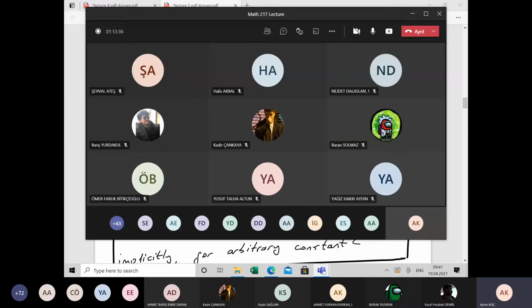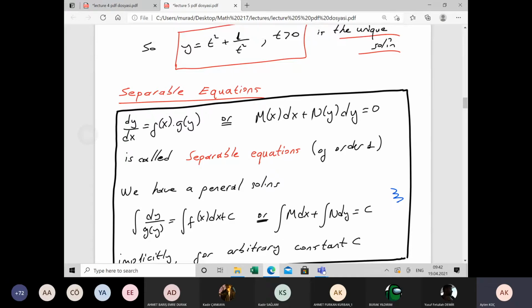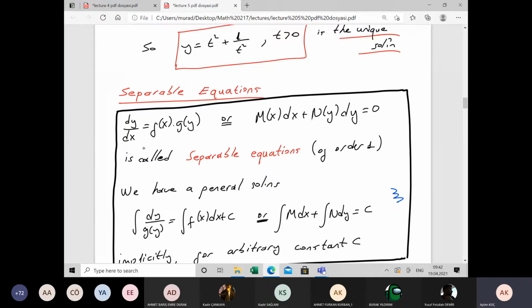Yes, now let's start. Now let's give a separable equation. What's the separable equation? It is a first order differential equation, meaning the highest order derivative is first order: dy over dx is equal to f of x times g of y. And look at the right hand side.